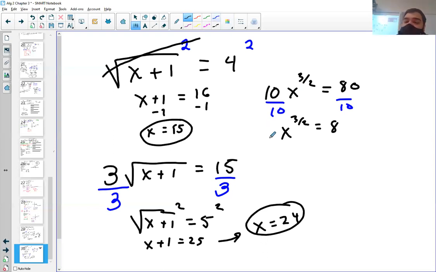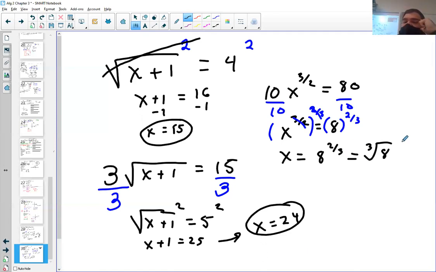Now I'm going to do the inverted exponent. So there's going to be 2/3. X equals 8 to the 2/3. Again, you're free to put this in your calculator, but the cube root of 8 to the second, the cube root of 8 is 2, to the second, which is 4. Again, you could plug this into your calculator, that's totally fine. You divide by 10 first.